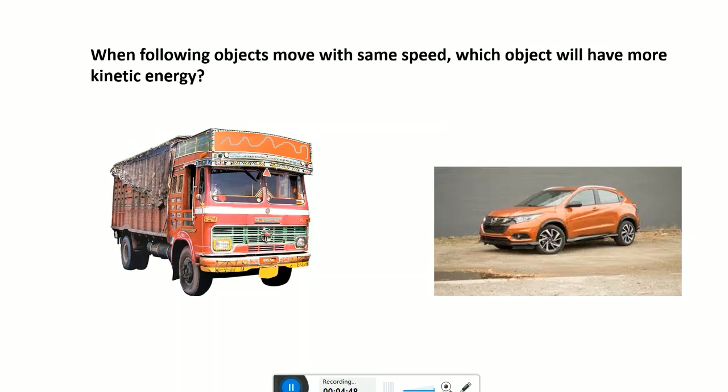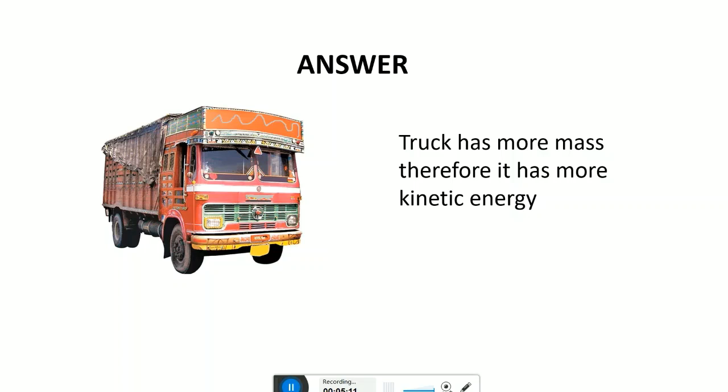In this diagram, we have to ask a question: when the following objects move with the same speed, which object will have more kinetic energy? And the answer is, the truck has more mass, therefore it has more kinetic energy, according to the relation K is equal to 1/2 m v square.